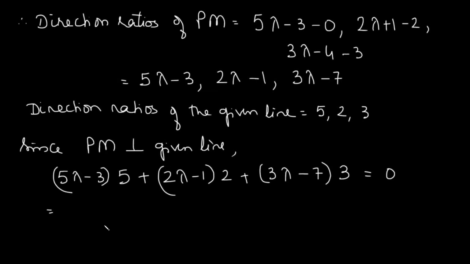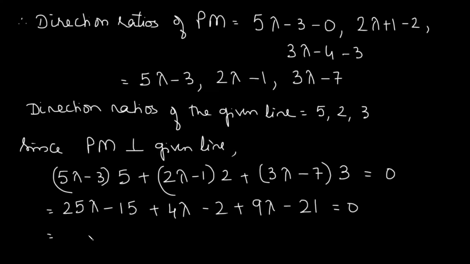So solving it further, we get 25 lambda minus 15 plus 4 lambda minus 2 plus 9 lambda minus 21 equal to 0. And therefore, upon solving this, 25 plus 4 is 29, 29 plus 9 gives us 38. So 38 lambda.